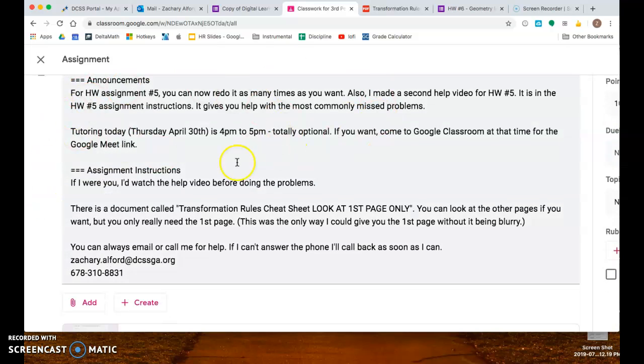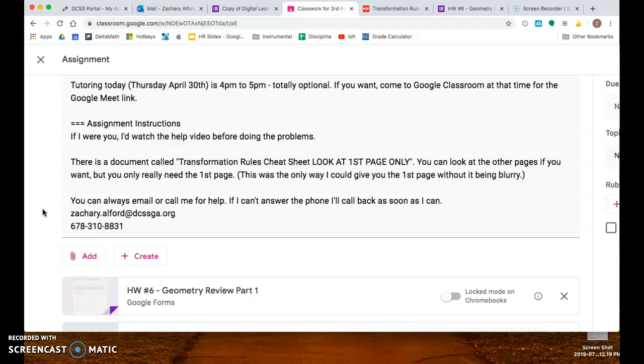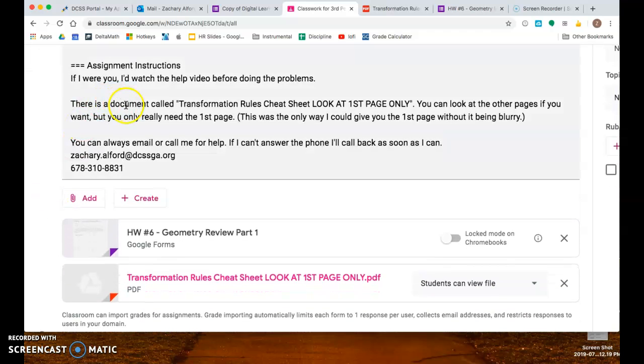You should probably read the announcements. In assignment instructions, I'll explain a little bit. There is a document called Transformation Rules Cheat Sheet. Look at first page only.